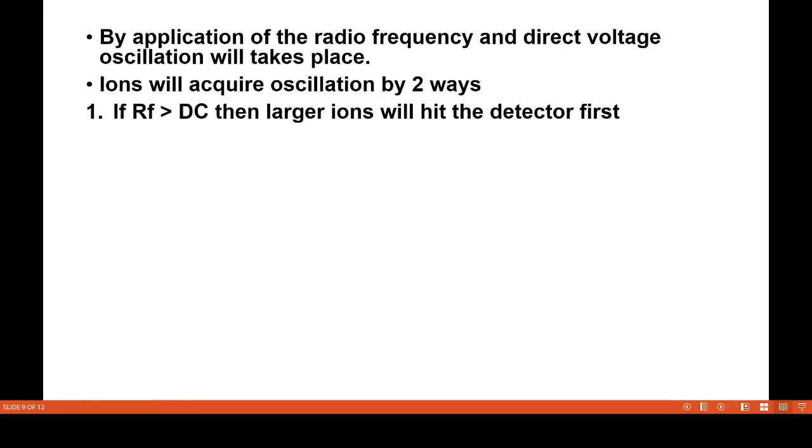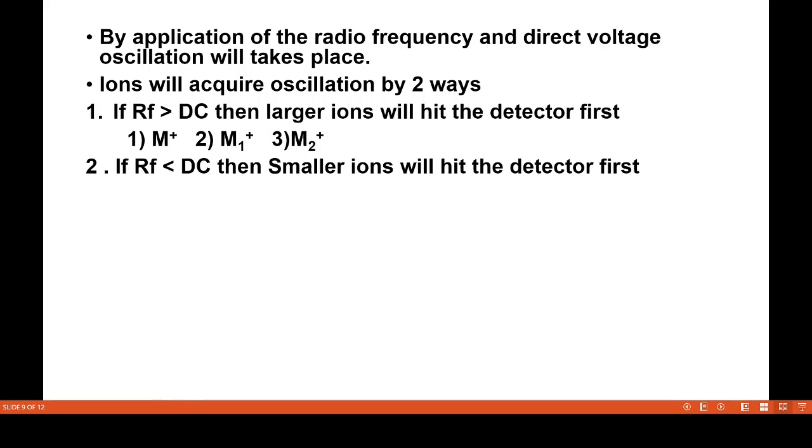We apply RF and DC voltage, right? If the RF voltage is greater than the DC voltage, then the larger ion will hit the detector first. In that case, M plus has the highest molecular weight, so it is a larger ion and will hit the detector first. Then M1 has moderate weight and M2 has the least weight. So first M plus reaches the detector, then M1, and lastly M2.